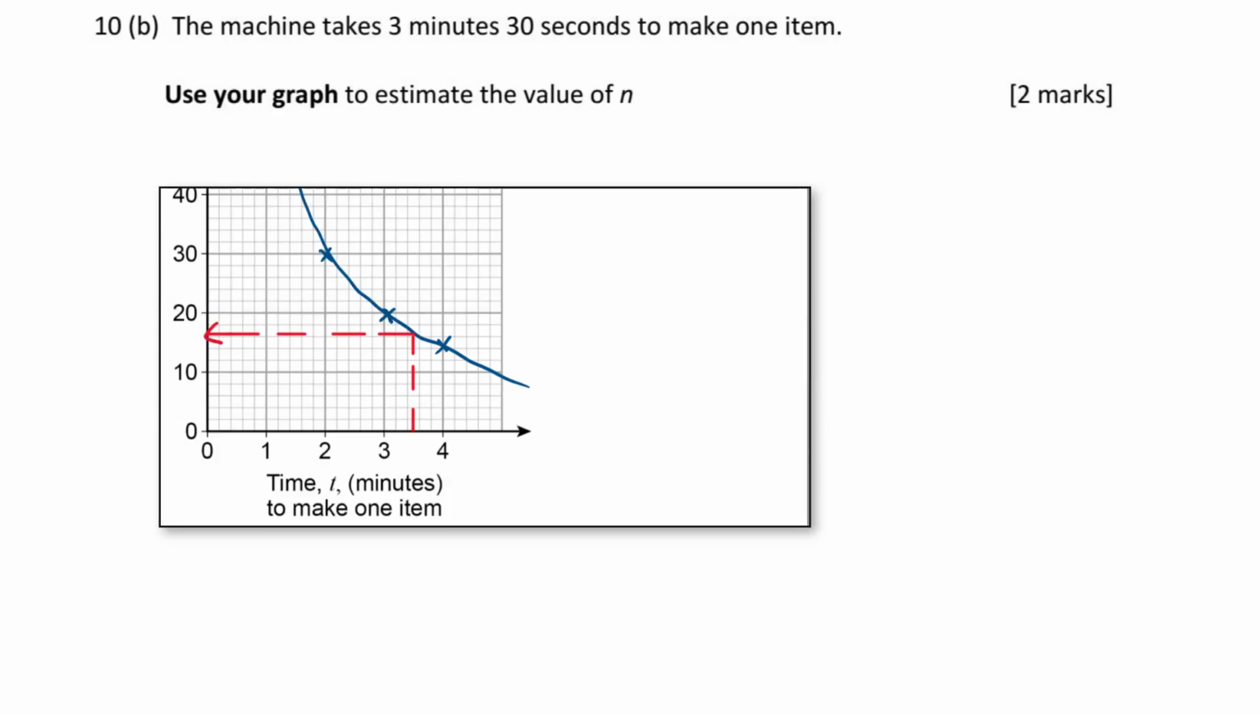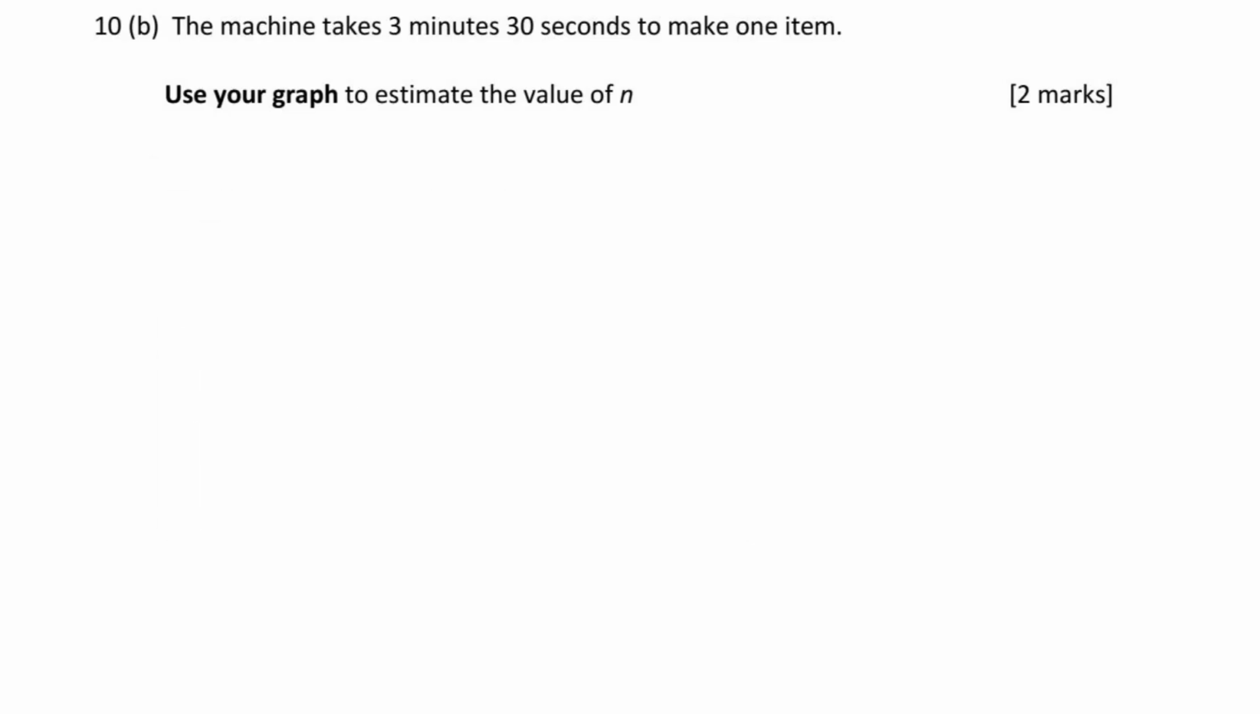What's that value there then? Okay, counting little squares between 0 and 10, I've got 1, 2, 3, 4, 5 of those. So they must be going up in twos. 2, 4, 6, 8, 10. So that one there has got to be 10, 12, 14, 16, isn't it? So I'm going to estimate that the number of items is 16. n equals 16.